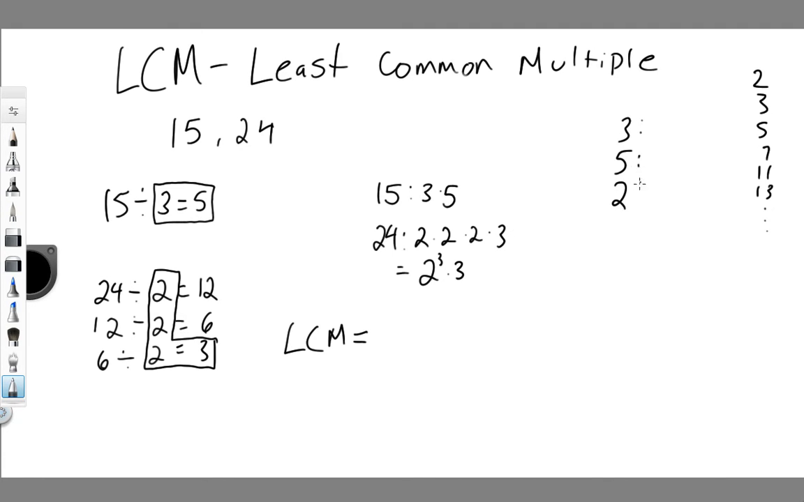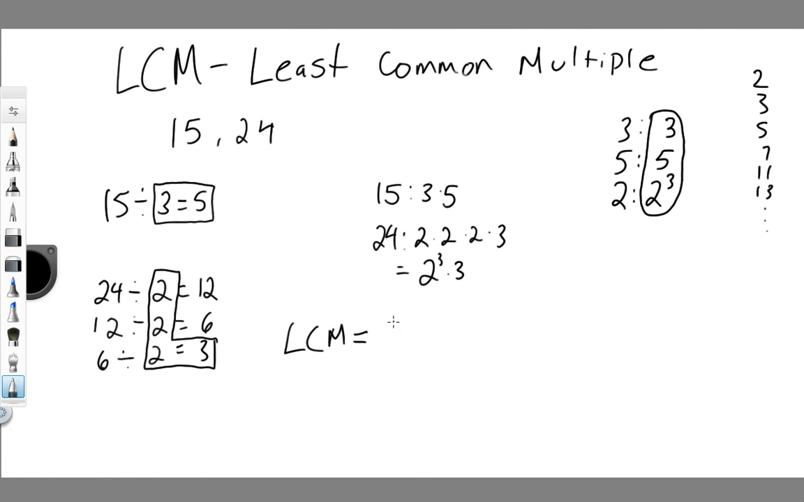So what I need to think about is, what's the highest power that occurs for 3? We see 3 in the first one and in the second one, so really it's only 3 to the 1. So there's 3. Now we have 5. Well, 5 only happens in the first one, so 5 is right there, that's the highest power of 5. And then we look at 2. We only have 2 in the second one, and the highest power of 2 is 2 to the 3. So to find the LCM, we take the highest power that occurs for each number in all the prime factorizations, and multiply them together.